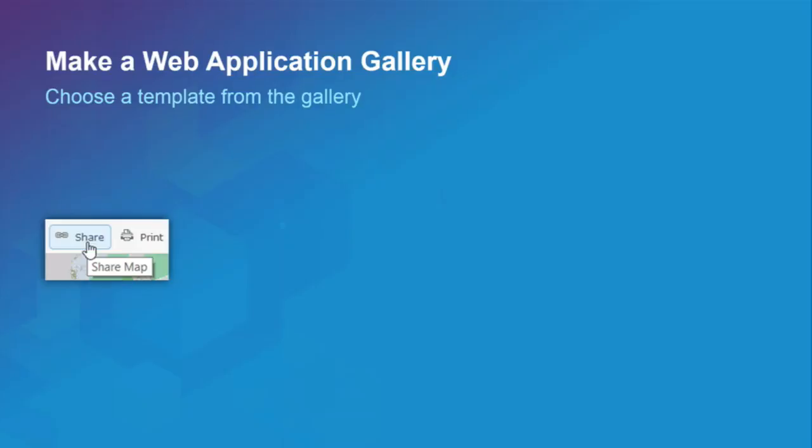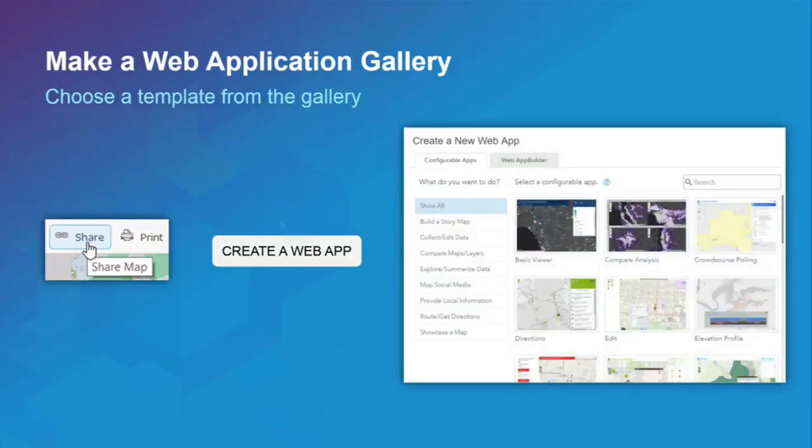that point I'm ready to share that map with a larger audience, and I'm going to use one of these configurable apps to complete the user experience, or I guess a better way for me to think about it is to complete the information product, because each application has something different that it can provide to allow users to extract information from your map. So I'll hit share, create a web app, and then I'll be presented with the dialog.